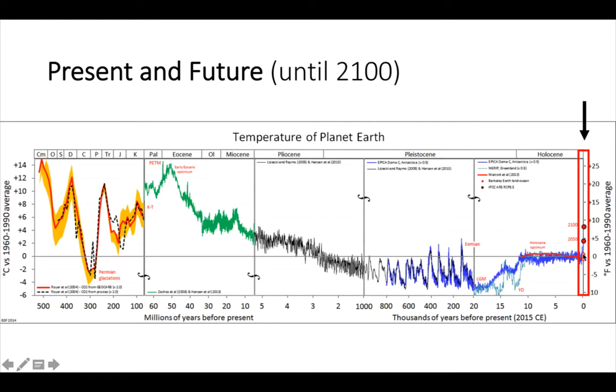So we're at a very different time scale than what we've been talking about before, but because of our current anthropogenic climate change, global warming's rate of warming, we are making really fast changes to the Earth.